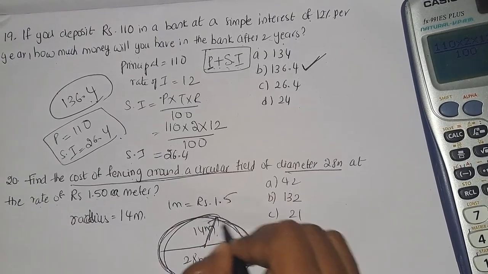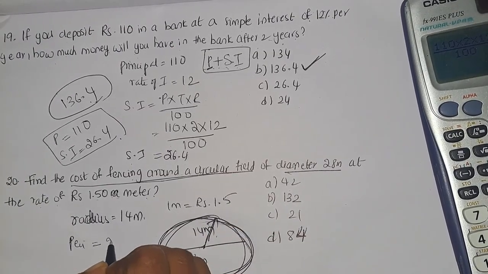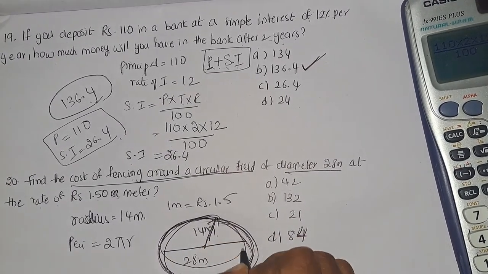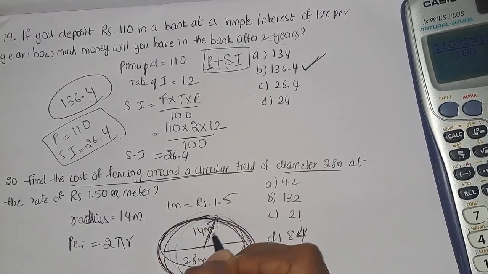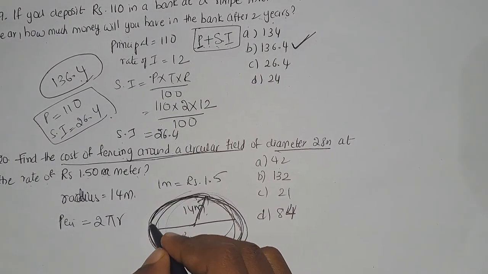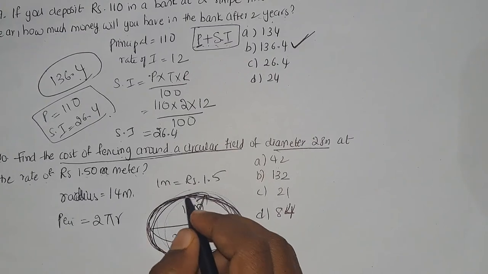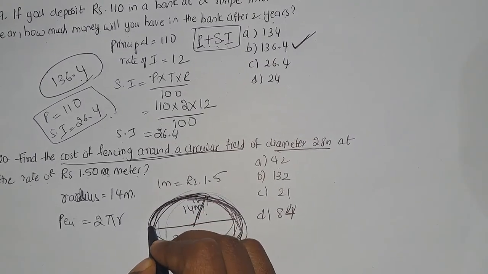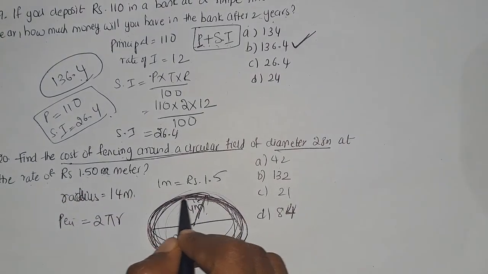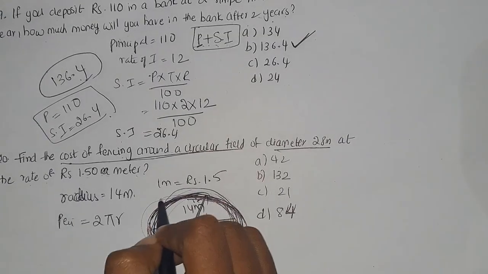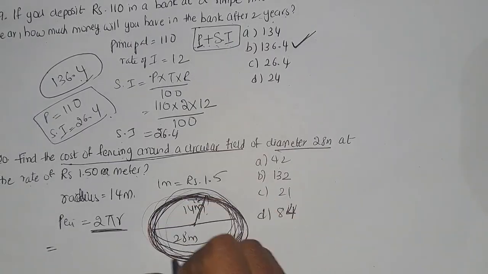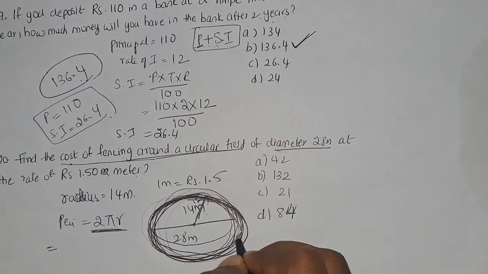So what is the perimeter of the circle? Perimeter of circle is 2 pi r. So you have to find out the cost of the fencing around this circle. Okay, so actually first we will find how many meters of fencing is required, and then we will find out the cost of the fencing. Here 2 pi r is the formula for finding the boundary, that is fencing.